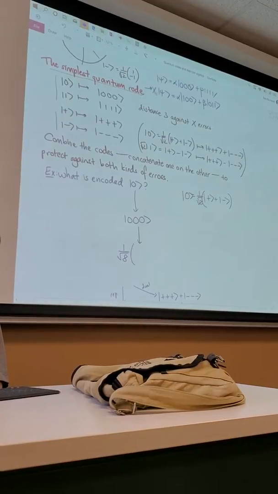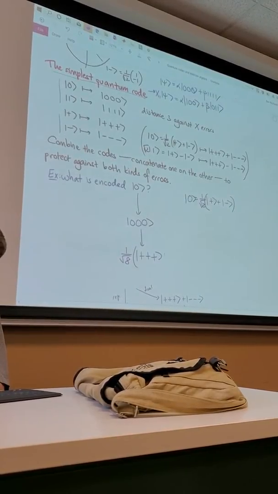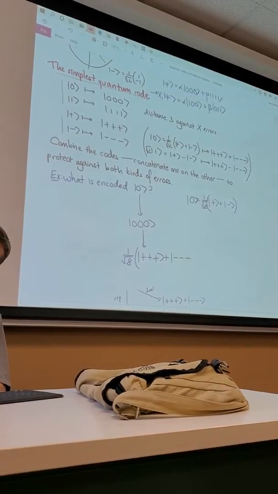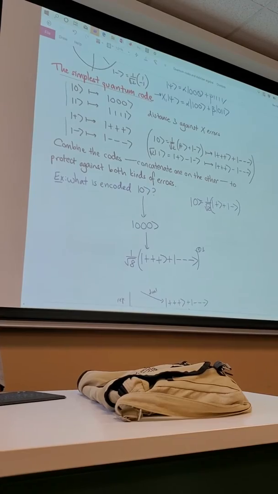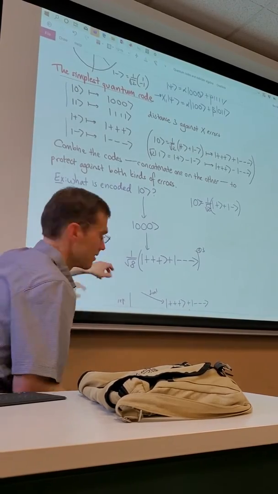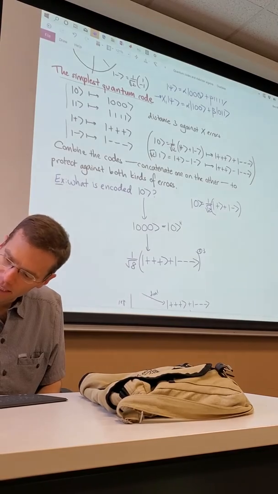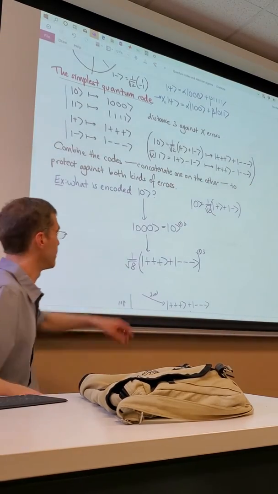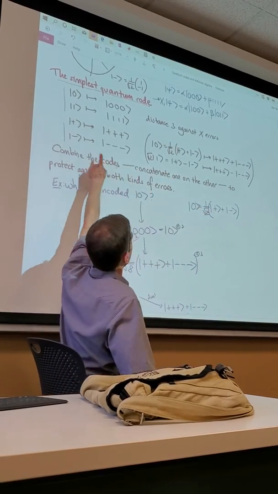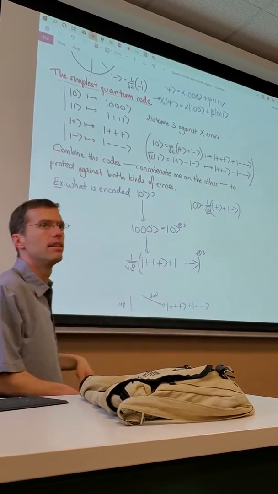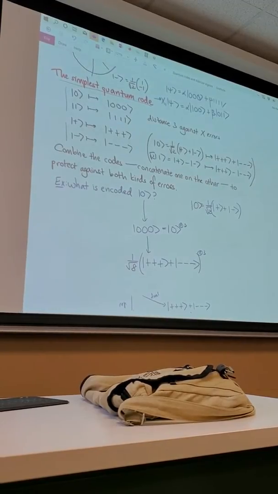This isn't hard. It's easy, right? It's just plus plus plus plus minus minus minus. That's the first 0 tensor 3. So this is 0 tensor 3. And so each of these zeros is equal to this. And each of these is encoded as plus plus plus plus minus minus minus. So this is some 9-qubit state that represents the encoding of 0.